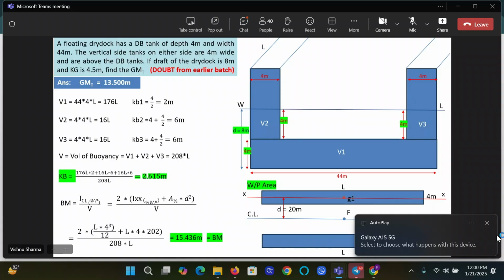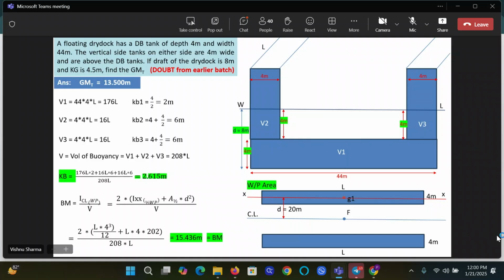Okay. This is from Captain Dubey's book. From my side, this topic, moment of inertia and its applications, is completed. You can go through it now. If you have doubts from any book or any past paper pertaining to this topic, you can always take that out.